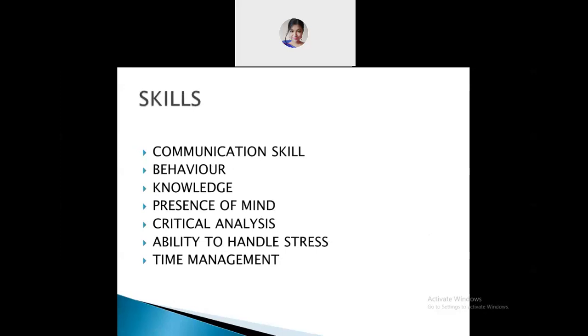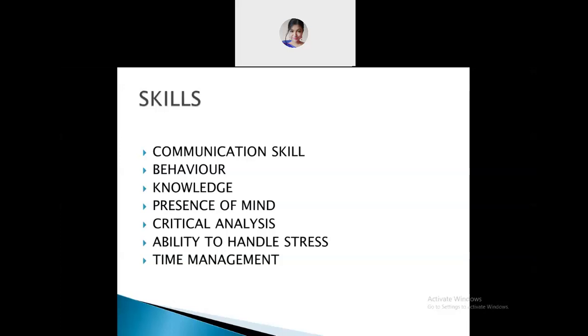Communication skill, behavior, knowledge, presence of mind, critical analysis, ability to handle stress, and time management. These are the important skills, the major skills you need to have in order to pass a group discussion round. Group discussion is also conducted to figure out whether the candidate has these skills or not. The ones who have these skills will pass the group discussion round and go to the next round, and the rest of the candidates who do not have these skills will be rejected.